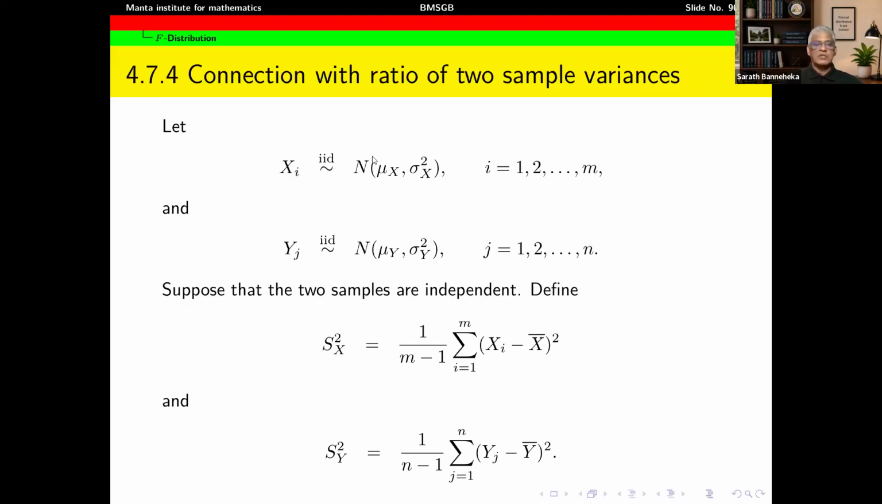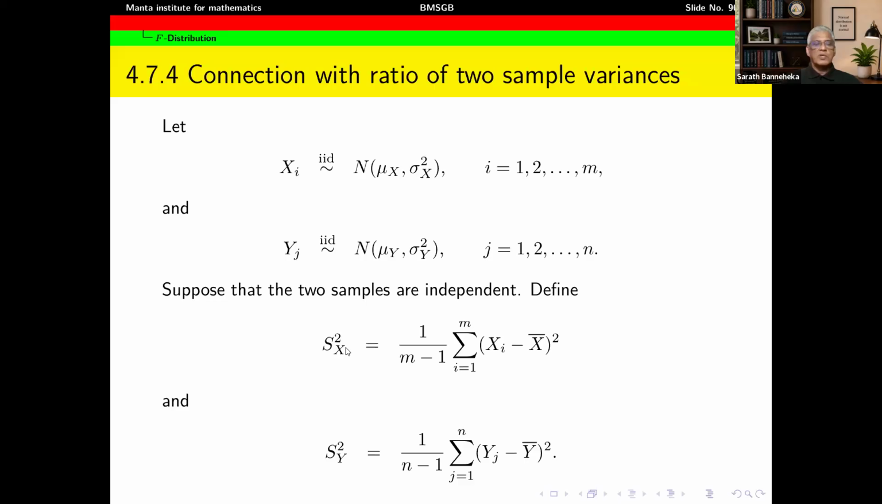In general, the means can be equal, variance can be equal, but here, the important thing is that this sample is independent of this sample. Within the sample x1 up to xm, the observations are independent. Within this sample y1 up to yn, the observations are independent. And between the two samples, any xi is independent of any yj. Right. Now, using this sample, let's get the sample variance.